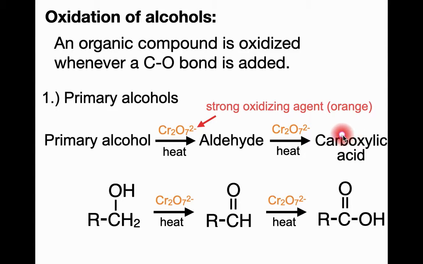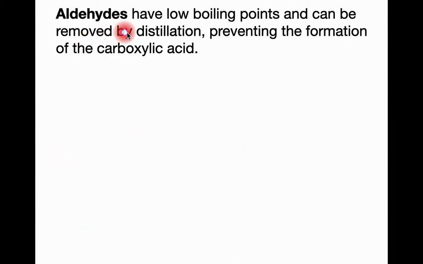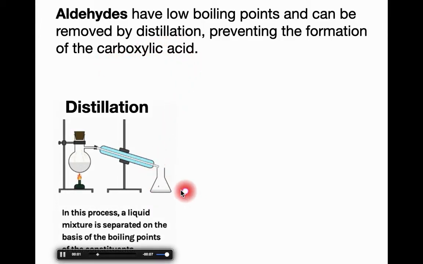To do that, we take advantage of the fact that aldehyde has a much lower boiling point than an alcohol or a carboxylic acid. Alcohols and carboxylic acids have hydrogen bonds between their molecules, but aldehydes are relatively nonpolar, and so they have much weaker dipole-dipole forces of attraction between their molecules. So aldehydes have low boiling points and can be removed by a process called distillation, preventing the formation of the carboxylic acid. So distillation looks like this.